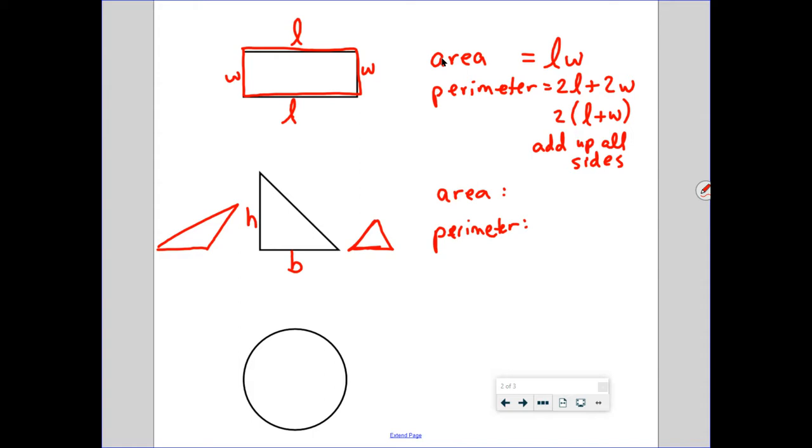Here's the biggest issue. If you do base times height, that gives you a rectangle, but a triangle is half of that. So my formula for triangles is base times height divided by 2. Base times height divided by 2. All right, be careful with that.